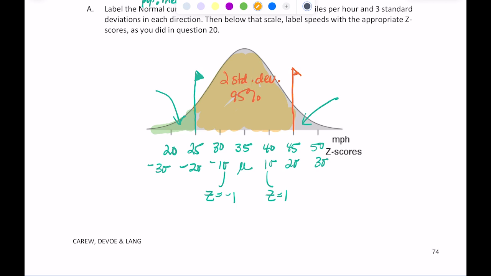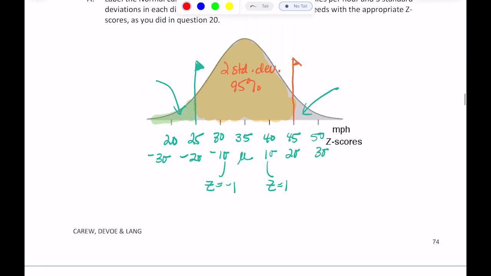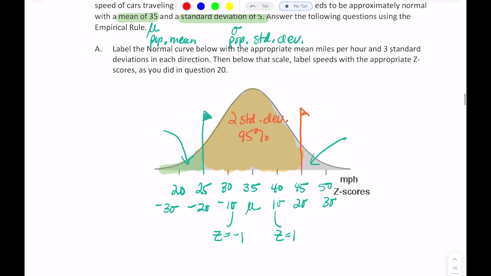So it's going to leave me with 5%, right? But that represents either side of the flag. We only care about this side. So I need to divide by 2 because remember, one of the properties of the normal distribution is that it's symmetric. It's the same on both sides. So these flags are the same distance from the center.